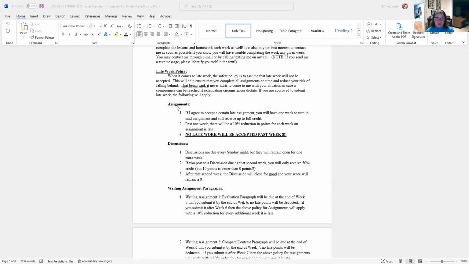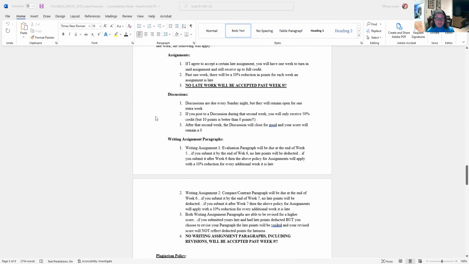The writing assignment paragraphs, the 2 formal paragraphs from weeks 5 and 6 that are worth 40% of your grade. Writing assignment 1, the evaluation paragraph, is going to be due at the end of week 5. If you submit it by the end of week 6, no late points will be deducted. So you get a week grace period to turn in writing assignment 1. If you submit it after week 6, though, if you go past that 1 week grace period, then there will be a 10% reduction for every additional week it's late, just like the normal assignment policy.